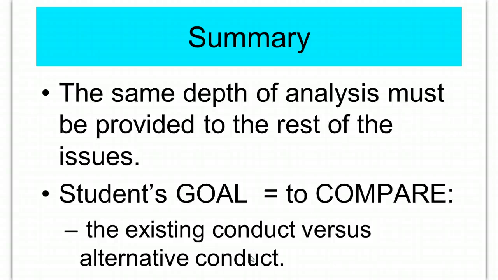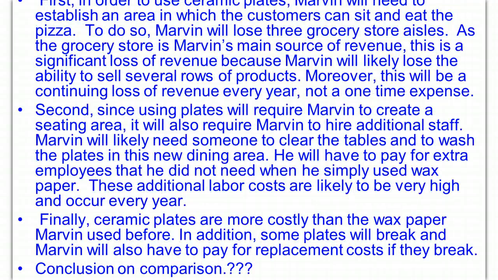Finally, the last paragraph ties these concepts together, right? Ceramic plates are more costly than wax paper that Marvin used before. In addition, some plates will break and he'll have to pay for replacement costs. There should then be a conclusion which wraps up your comparison.